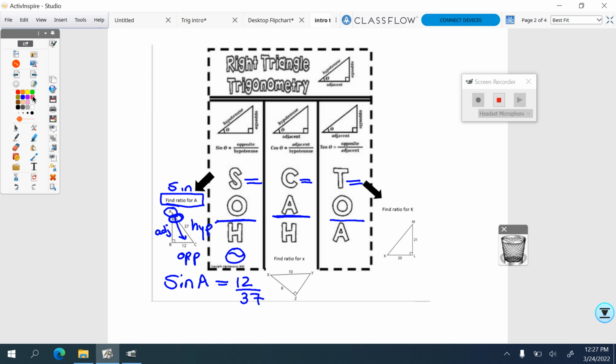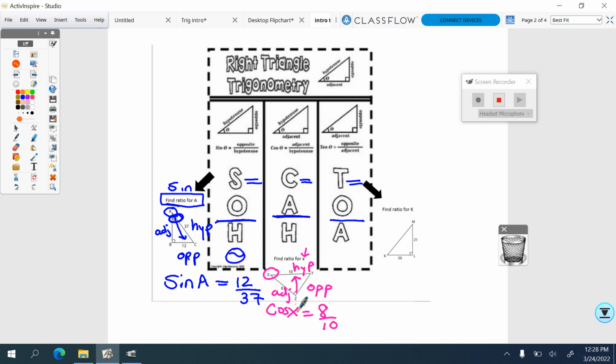All right, for this image, I want to find cosine of x. So here's x, okay? Again, my hypotenuse is always across from the right angle. My opposite is across from the angle that I'm talking about. In this case, it's x. So this is my opposite. And then the adjacent touches it, adjacent. So for cosine, I want adjacent over hypotenuse. So I'm going to do x equals my adjacent, which is 8 over 10. So cosine of x is 8 over 10.